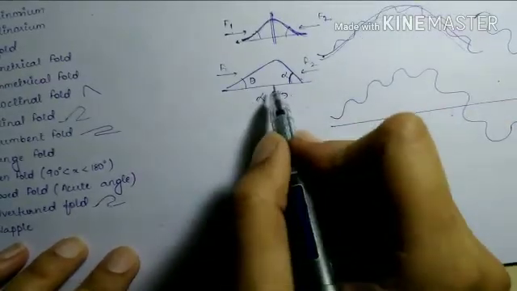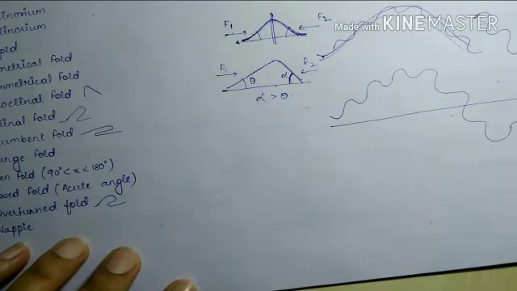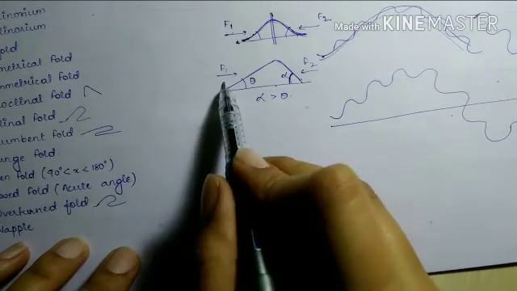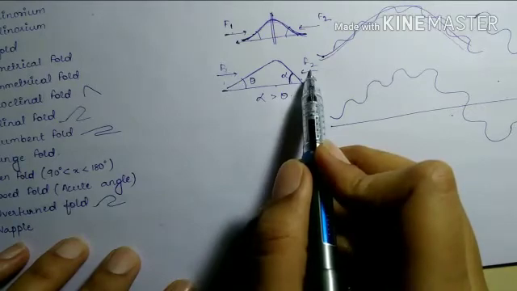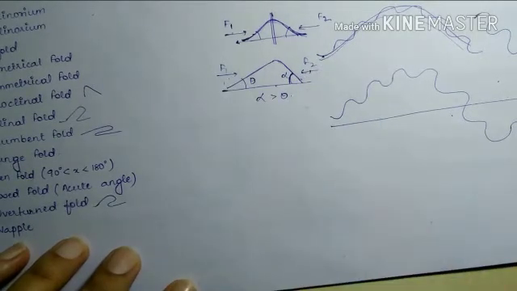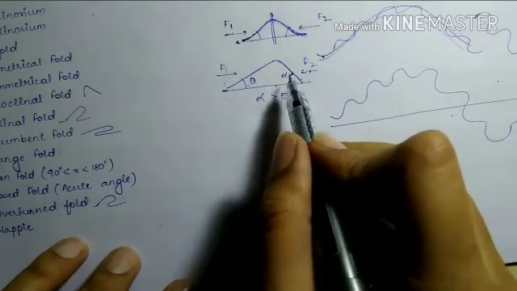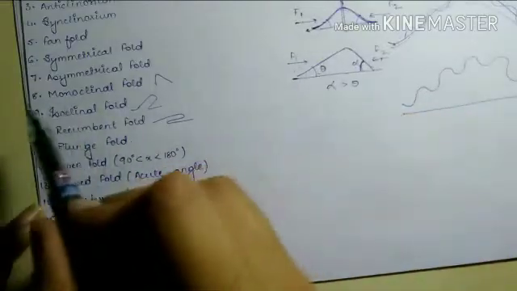So this is asymmetrical fold. Why asymmetrical fold happens is that either the forces acting are different, or, if the forces are the same, then the rock structure is different on both sides.